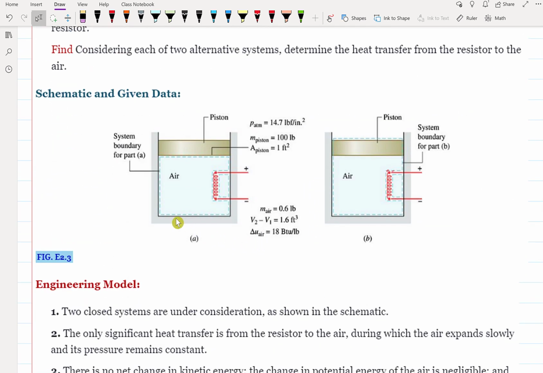It'll be clearer to understand the question by the diagram. So in case A, the interior surface of the cylinder and the bottom surface of the piston form the system boundary. Also note that the resistor is not included in the system. This is the system boundary, which doesn't include the electrical resistor.